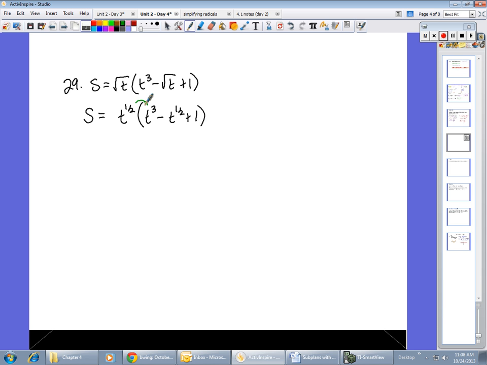Go ahead and distribute. And when you distribute, remember, I'm still writing s. I am not doing any kind of s prime yet. So t to the half times t to the third, remembering your old rules of exponents, you add those powers together and you would get t to the 3.5, which is also known as 7/2. On the next one, you're going to have a minus t to the half times t to the half. If you add exponents, you get t to the 1 plus t to the half times 1 is just t to the half.